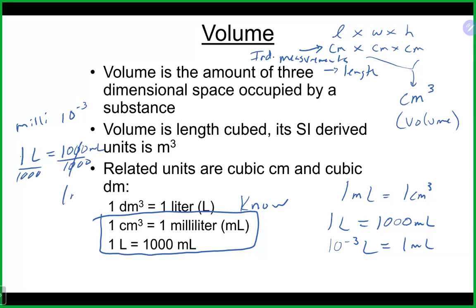This becomes 1 milliliter, and this becomes 1 times 10 to the minus 3 liters. So that is also the same conversion. Sometimes people will use the prefix version, but most people will use this version of it. That is probably the most common conversion that we use in volume.